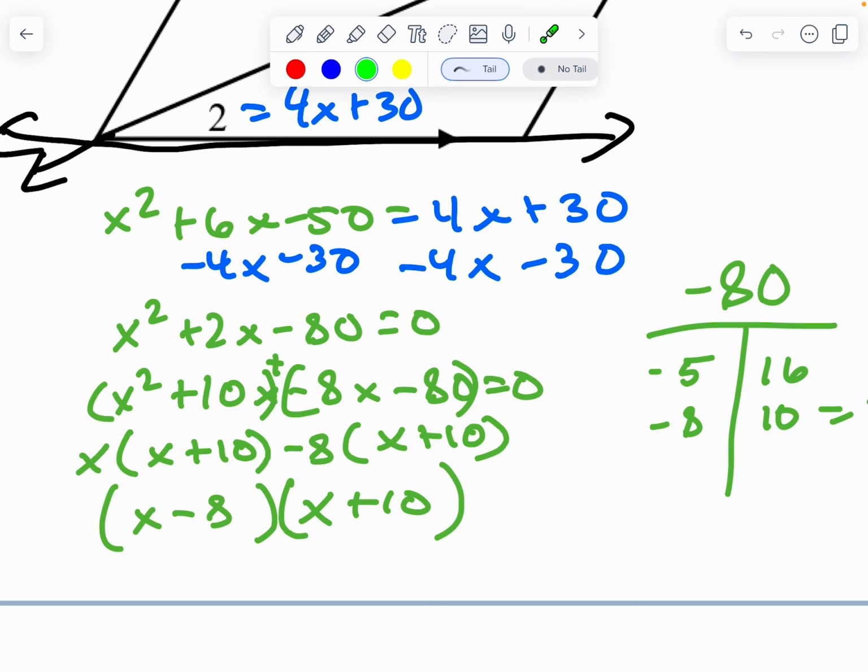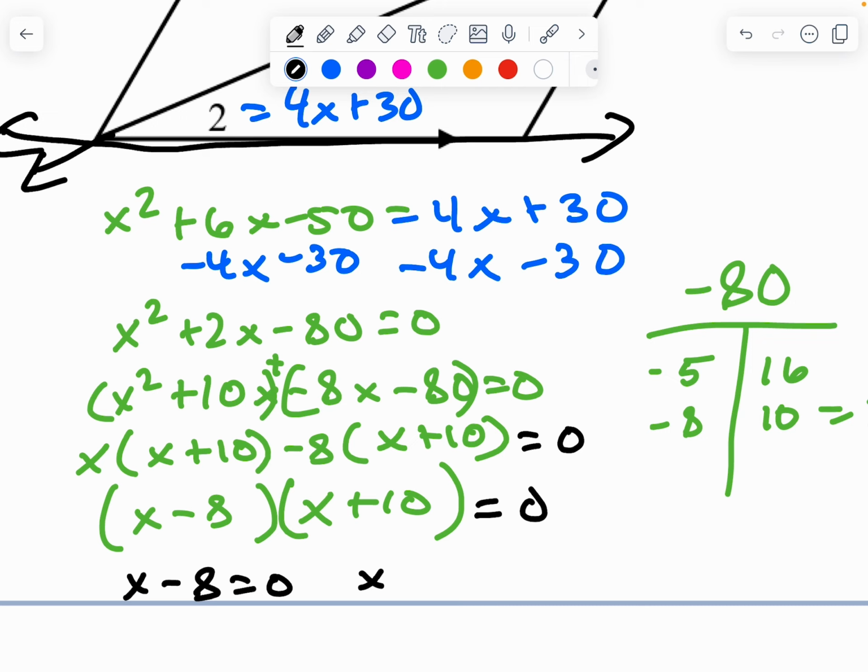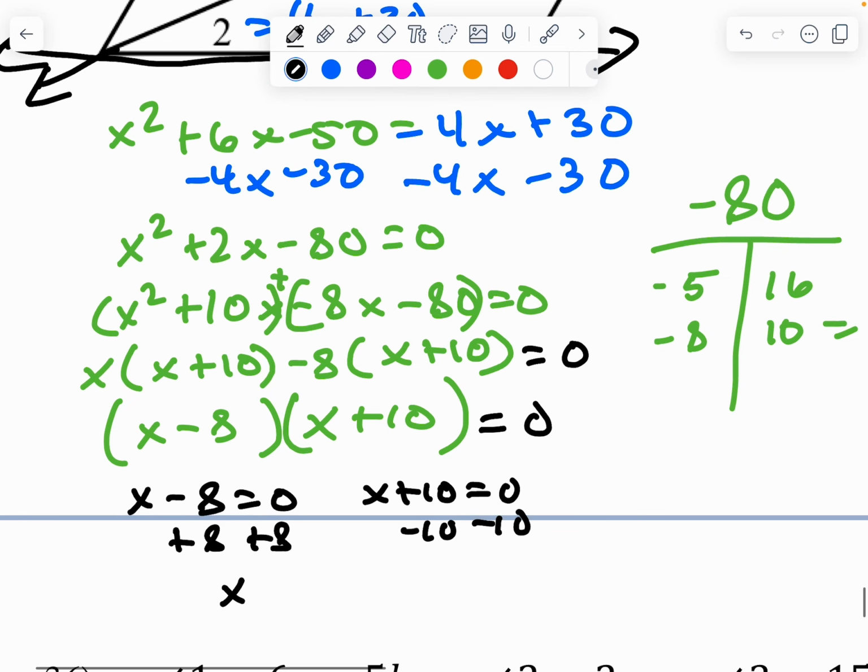Okay, so now we're here. Let's try to figure out the rest of my answers. So remember, from here, all of these are still always equal to zero. So we can use our, what was it called? It's the zero product rule, something like that, right? So where we said x minus 8 is equal to 0, x plus 10 is equal to 0, add 8, minus 10, and we get two answers. x is equal to 8 and x is equal to negative 10.